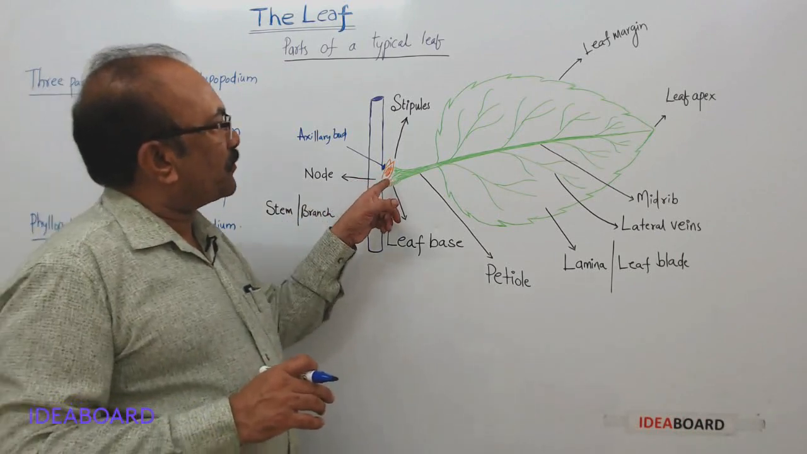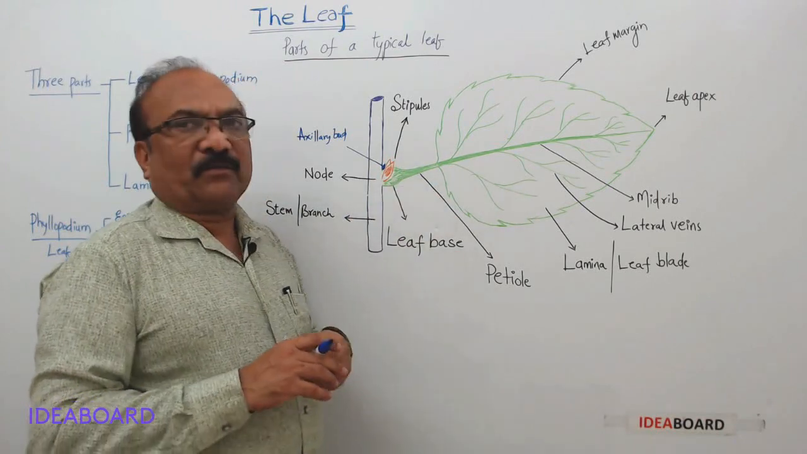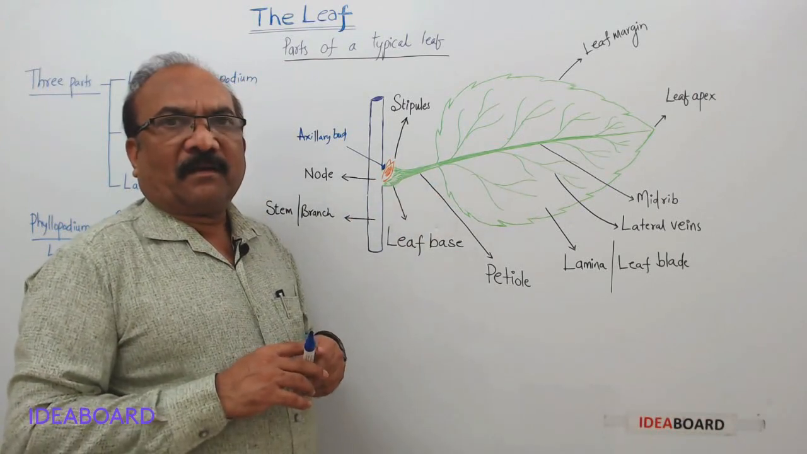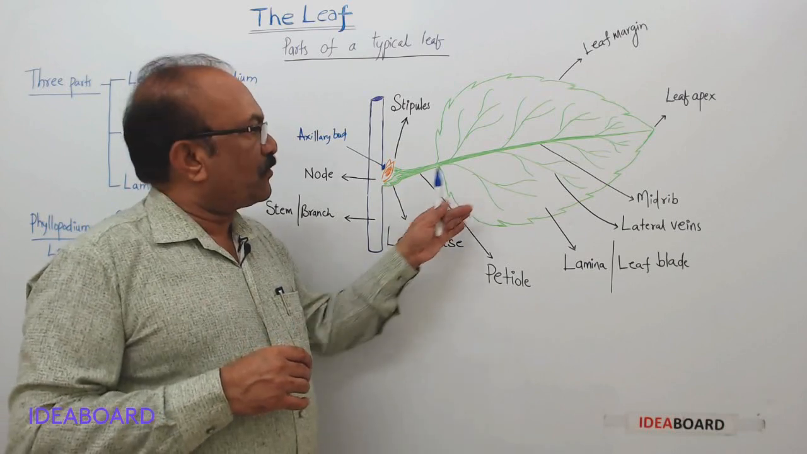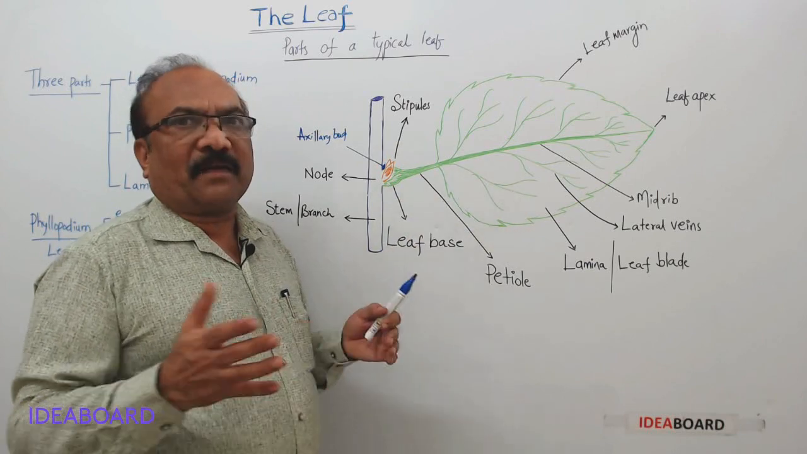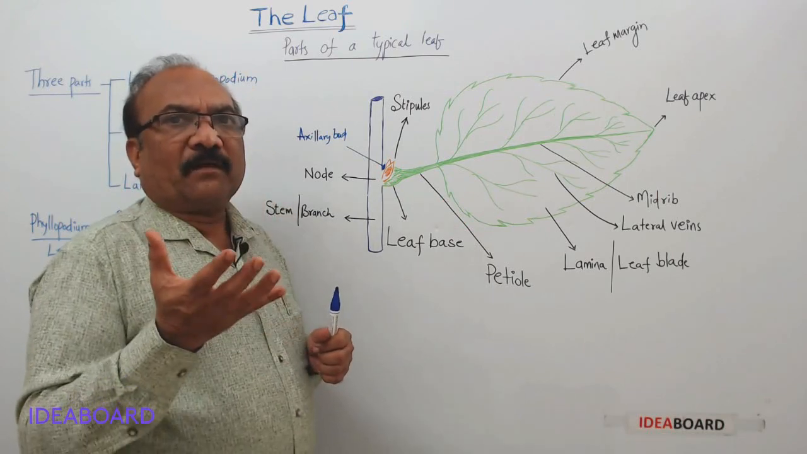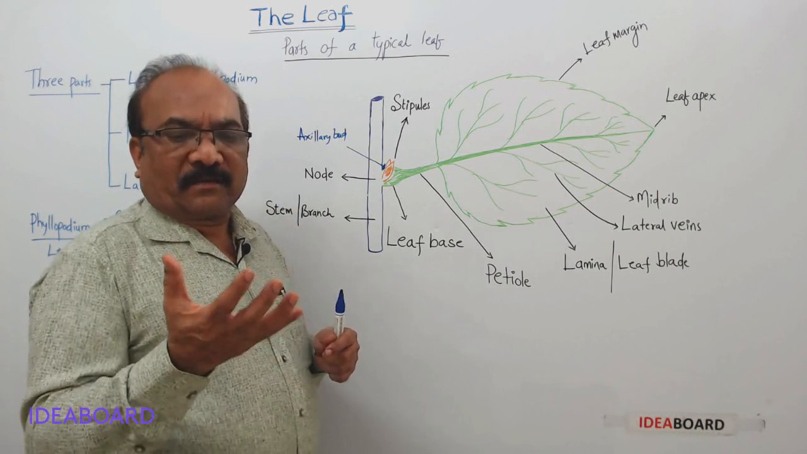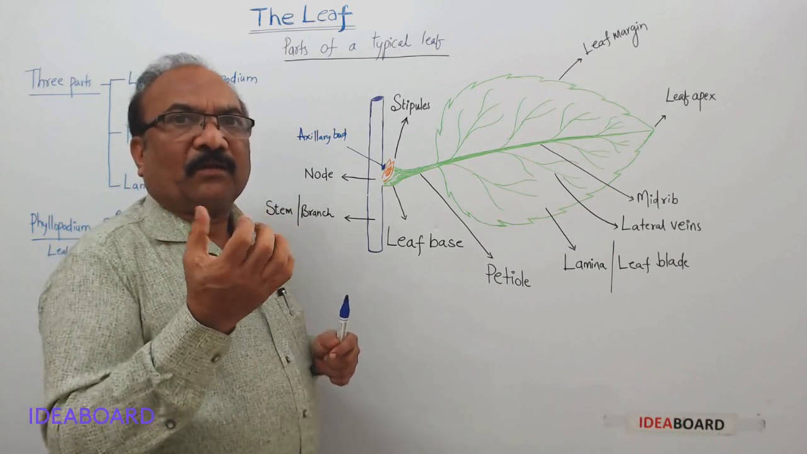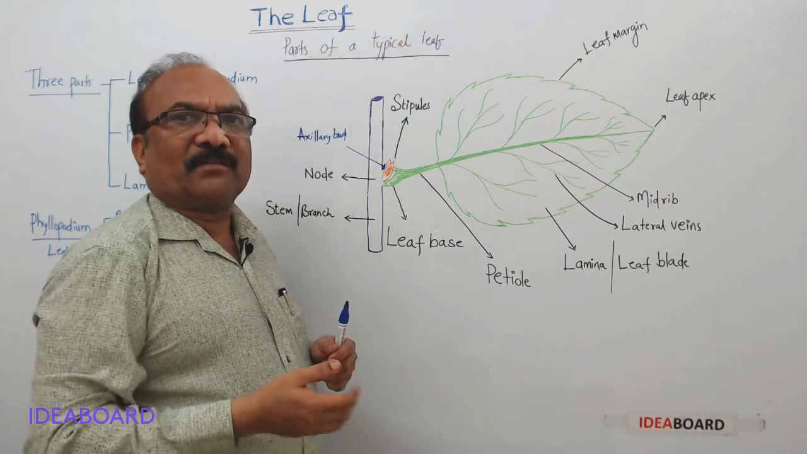And what is the petiole? The stalk-like structure present between the leaf base and the lamina is called what? Petiole. And what is the function of this petiole? Don't forget this lamina is the expanded portion of the leaf, and it should be exposed to the light perfectly. That's why this petiole will lift this leaf towards the light.